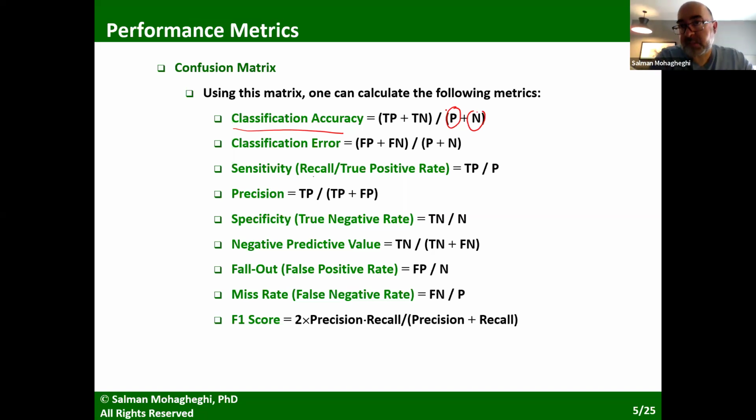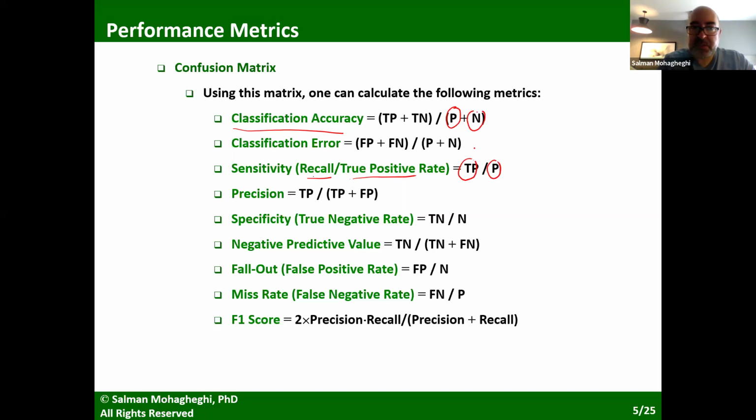Opposite of that is going to be classification error. False positives plus false negatives divided by the total positives, total negatives. Sensitivity, as I mentioned, comes with different names that have originated from different domains. It might be called recall or true positive rate. That's the true positives divided by the total positives.